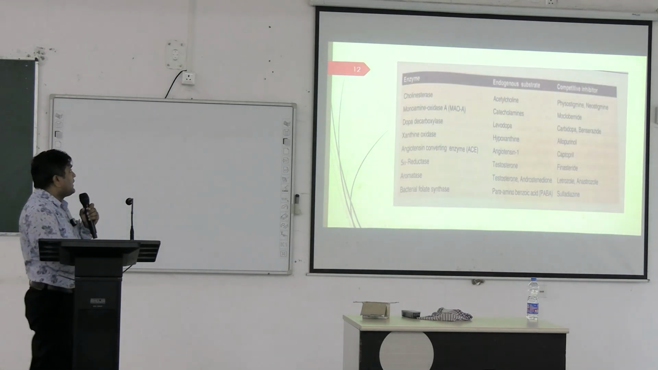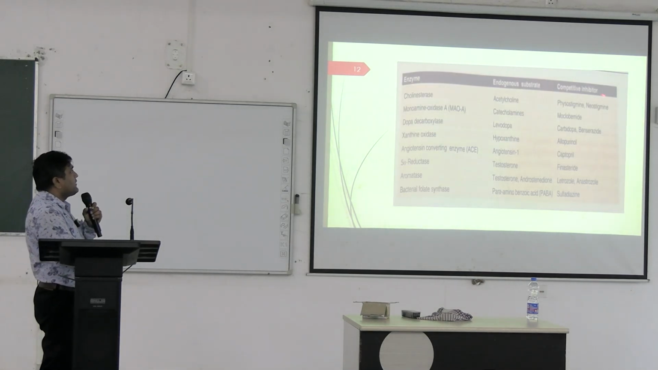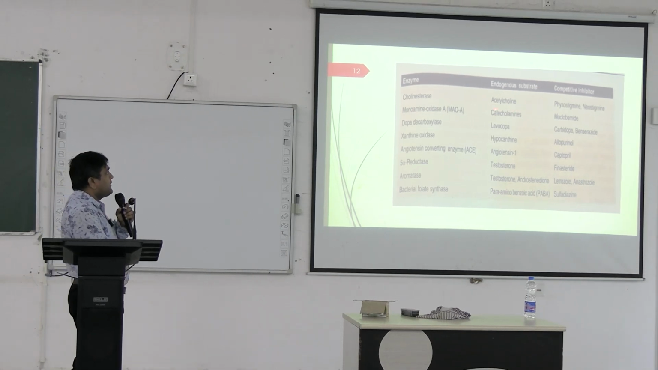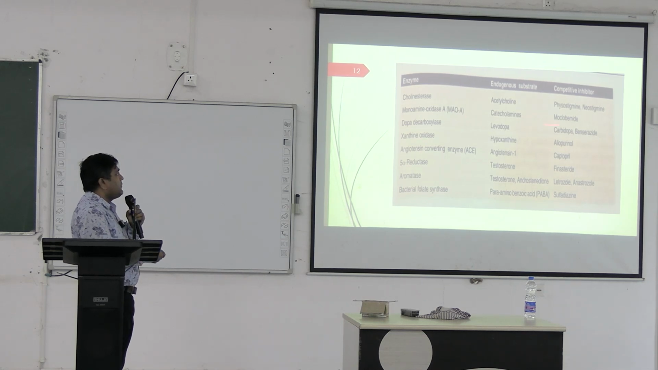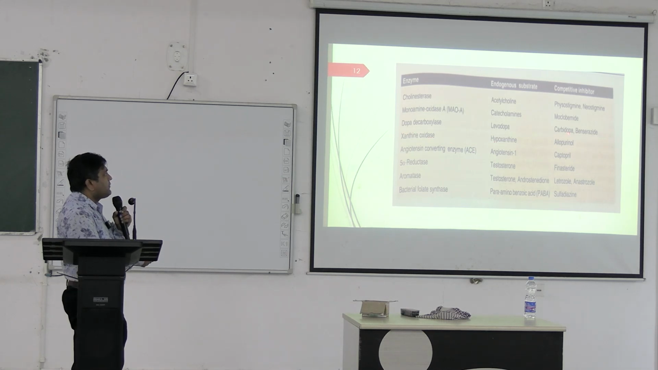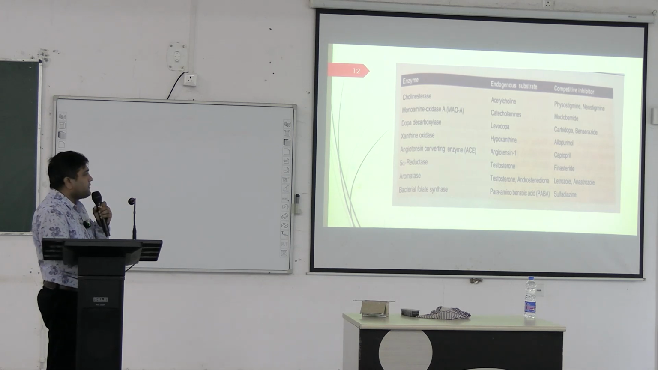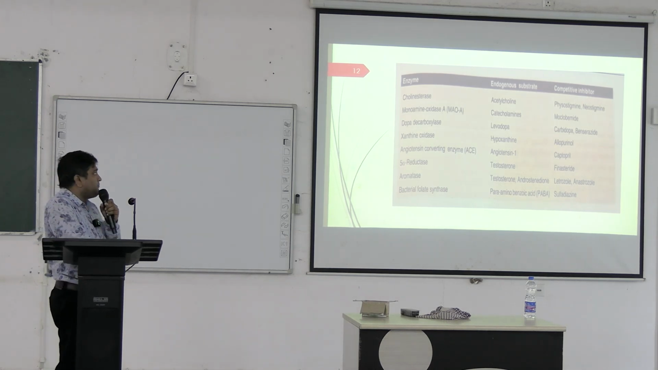Now, these are some of the examples of competitive inhibitors. Cholinesterase breaks down acetylcholine, and the competitive inhibitors are physostigmine and neostigmine. For MAO-A enzyme, the inhibitor is moclobemide; for dopa decarboxylase, carbidopa and benzaldehyde; for xanthine oxidase, allopurinol. These are some of the examples that can be asked in the viva and also in the exams.